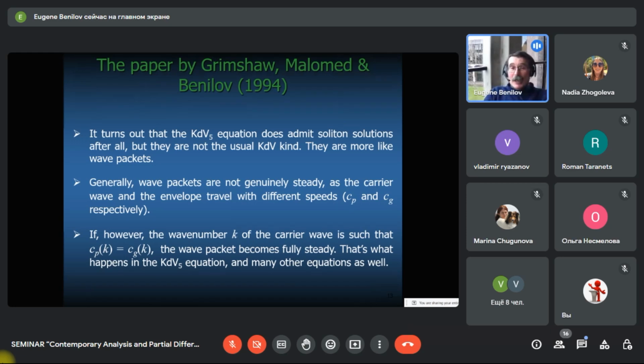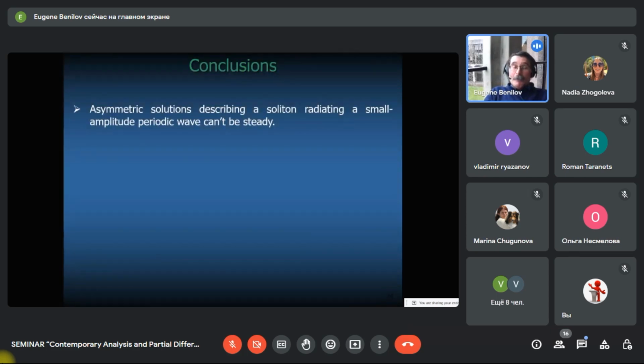And if you change the sign of the fifth order term, there are no steady solutions whatsoever, either of the KdV kind or this kind. And you can actually prove it, there is a beautiful proof of how to prove it mathematically rigorously. So that's basically what I was going to tell you. Conclusions.